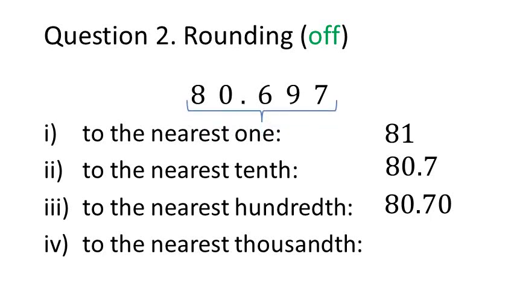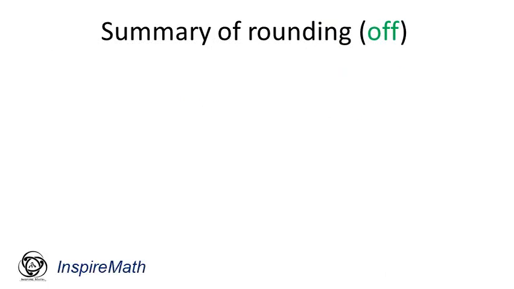The fourth question is to round to the nearest thousandth, which means round to 3 decimal places. This means the answer is up to 3 decimal places, and we need to check the next digit. But there is nothing. Remember equivalent decimals? If there is no digit, we can put 0 there. So we have 0. Since 0 is less than 5, we need to round down. This means we discard the 0. So the answer will be 80.697.